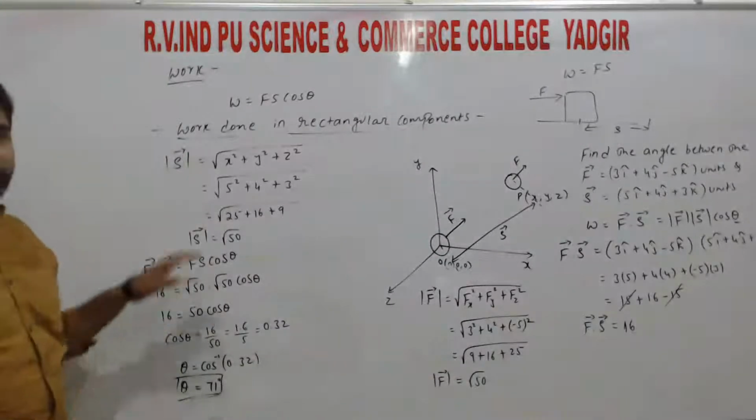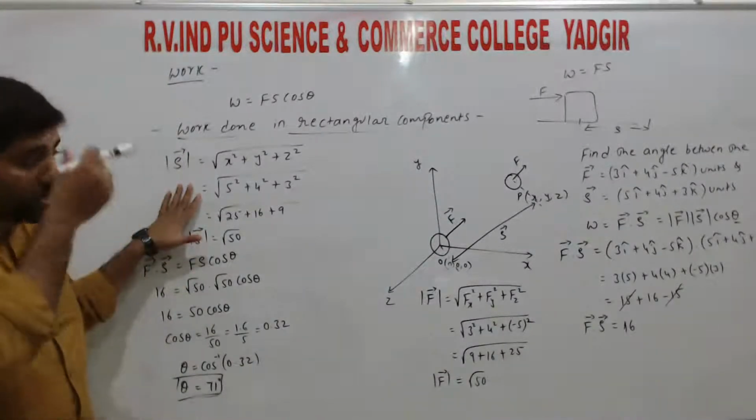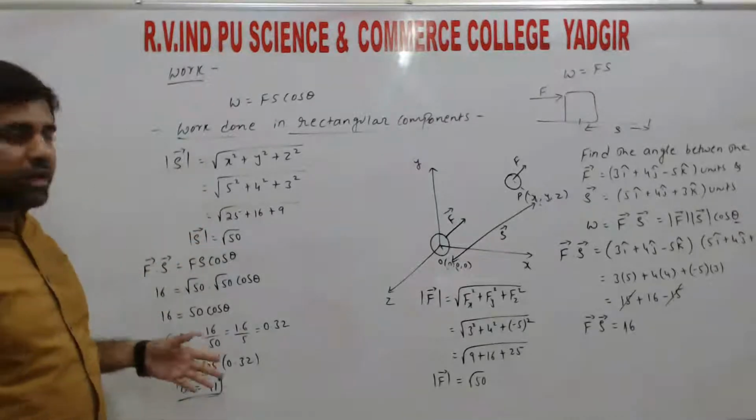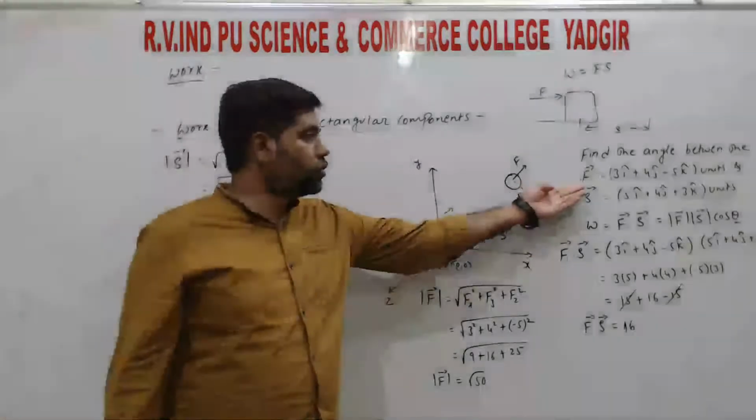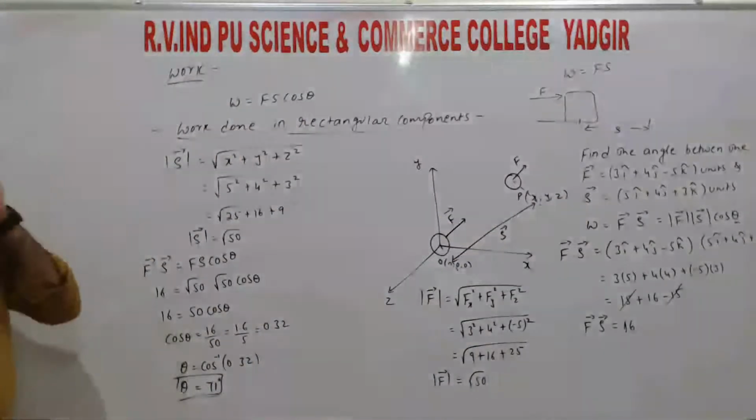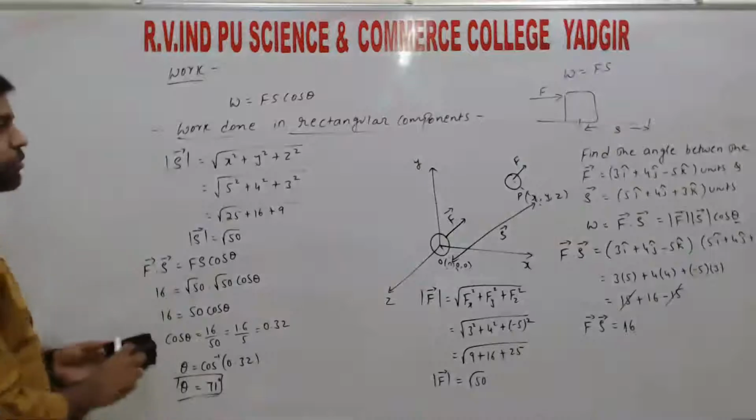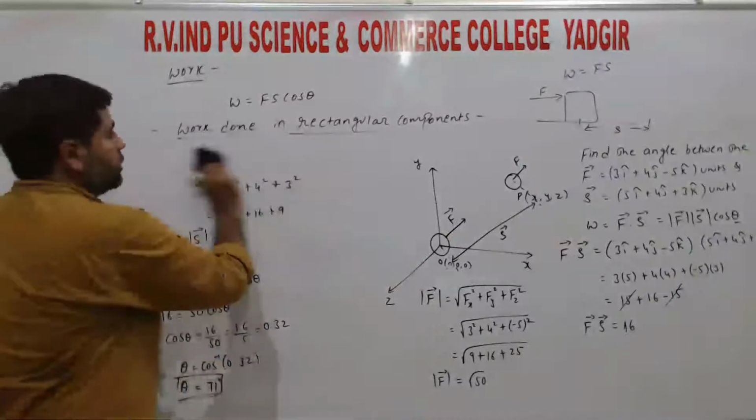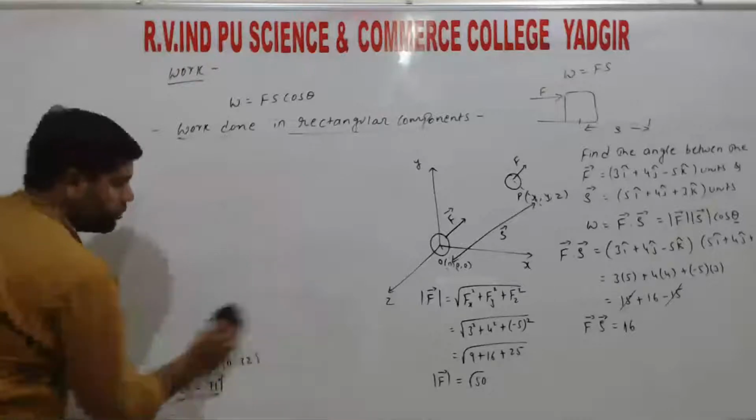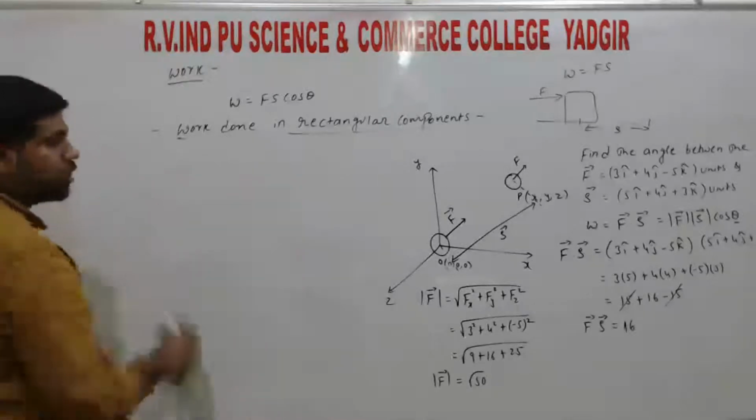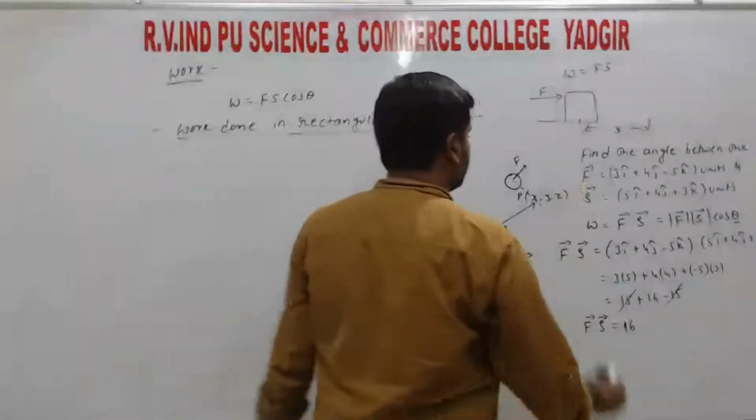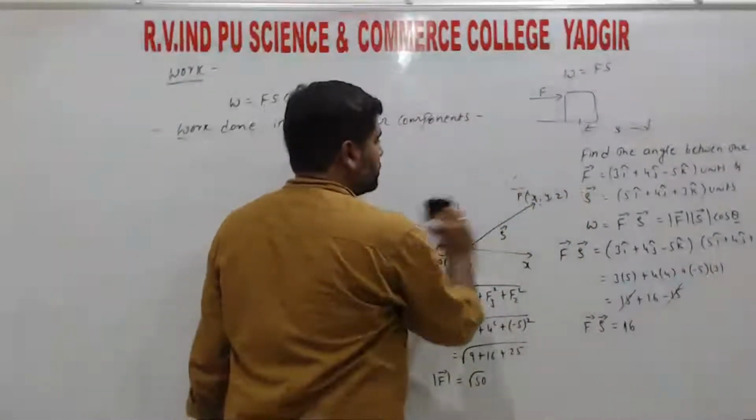Such problems are asked for 2 marks. They may ask to find the angle, or the angle is given and you need to find the force or displacement. They rearrange the same relation. So this is rectangular components. It's similar to the dot product. In the dot product we took a dot b, here it is F dot S. The rest is all the same.